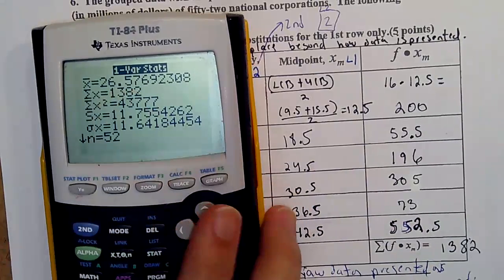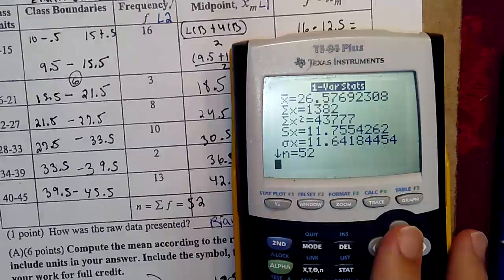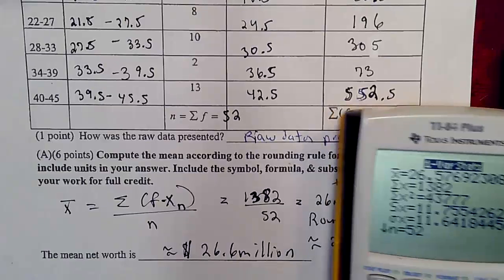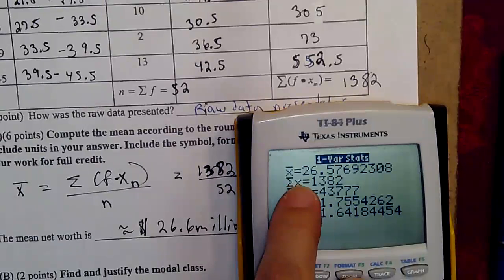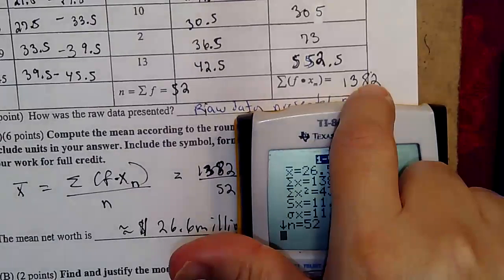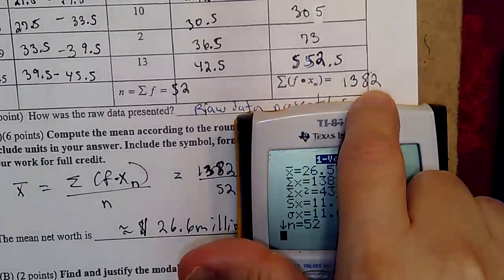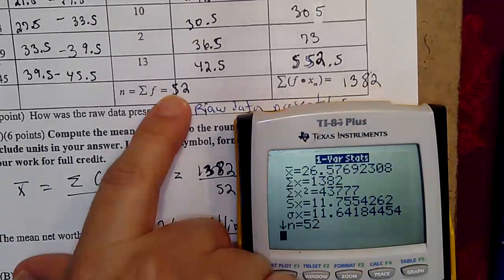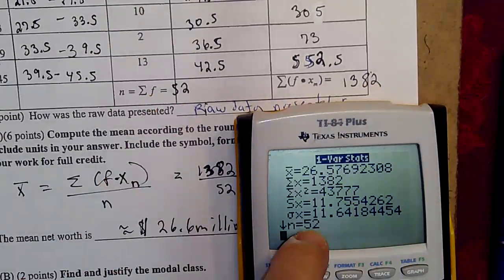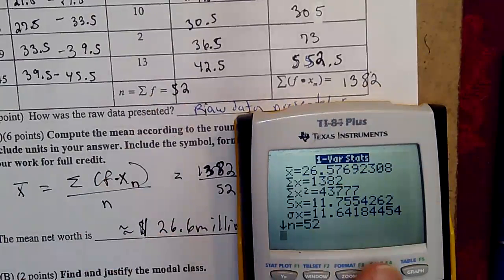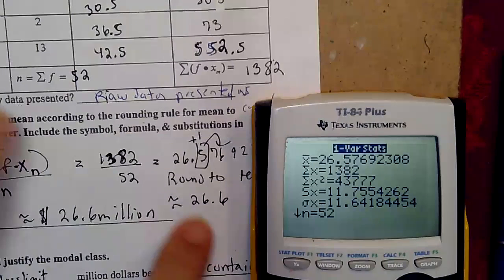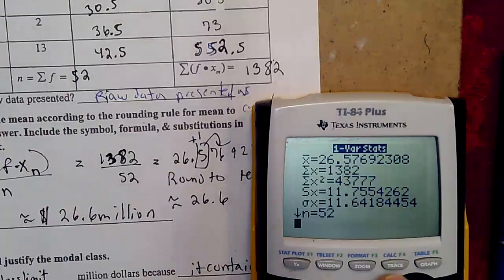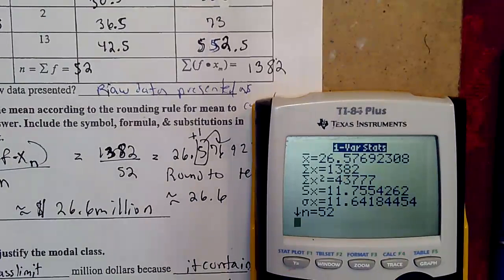And let's see if we can double check some of these things here. Okay, we can double check this. See this summation of x here? That's this right here: your frequency times your midpoint, 1,382. So you're able to check that. You can also check this: 52, the number of data points. And here's the 26.57.